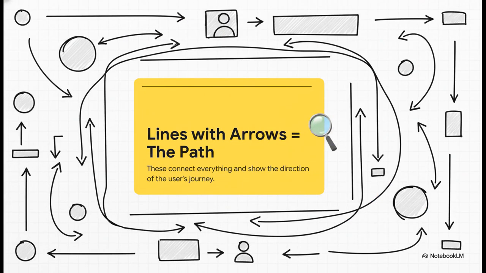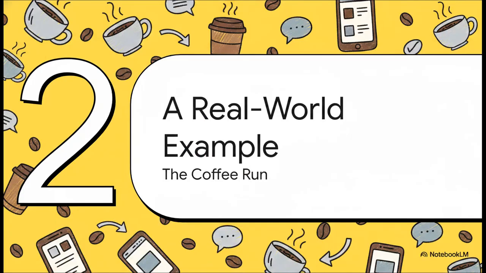And finally, we have the lines and arrows. They're pretty much the glue that holds this whole thing together. They're literally the path connecting every action, screen, and decision to show the direction of travel and create one clear, logical journey. All right, enough with the theory.